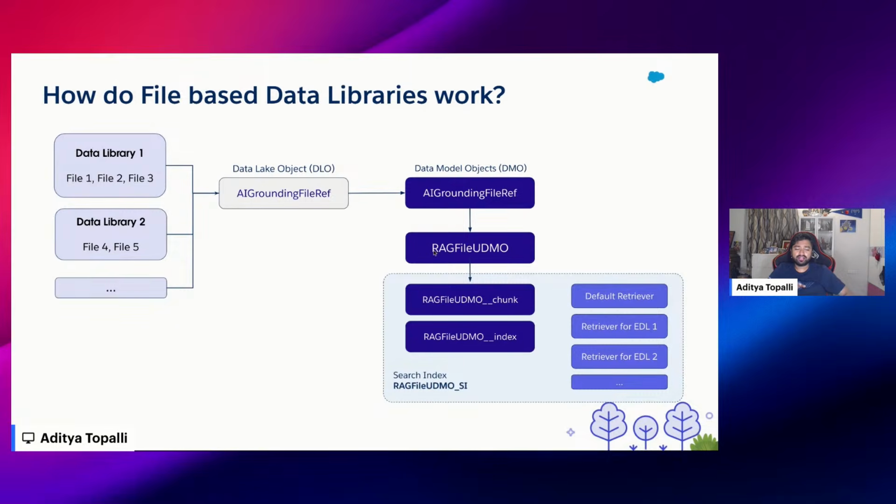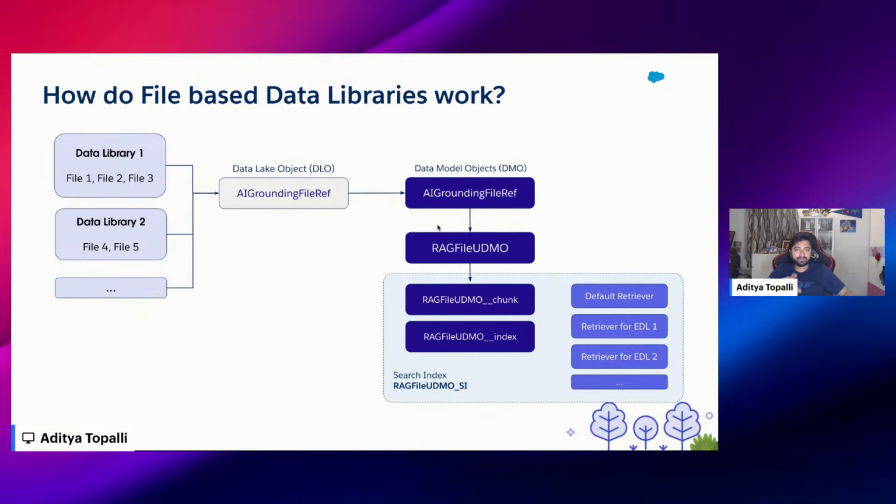Then this data gets pushed into a new data model object called rag file UDMO, where UDMO stands for unstructured data model object. So rag file UDMO is that object in which all of your files are eventually going to come and sit. Like I said, we automatically create a search index as well. So we create both the chunk and index data model objects based on this data model object in which your files are present. Now, for a search index, we will automatically create a default retriever, which means using this, you will be able to search through all the different files.